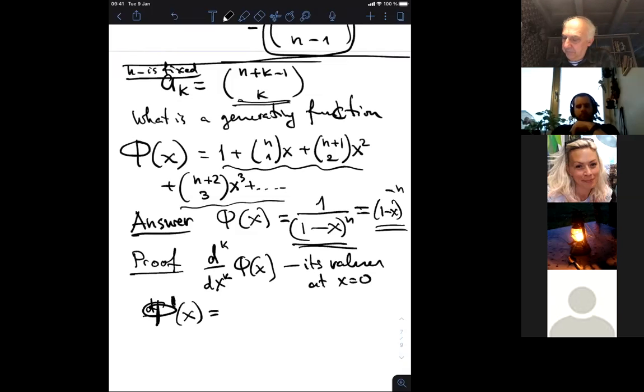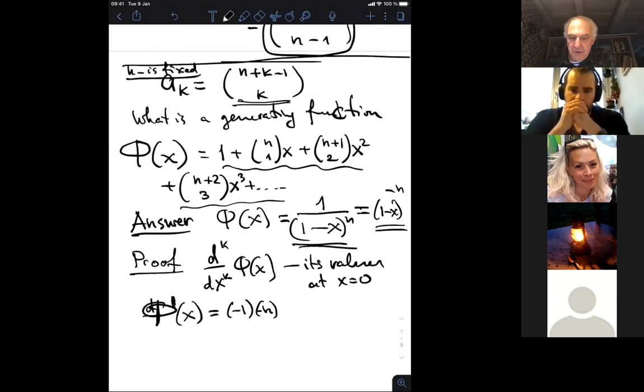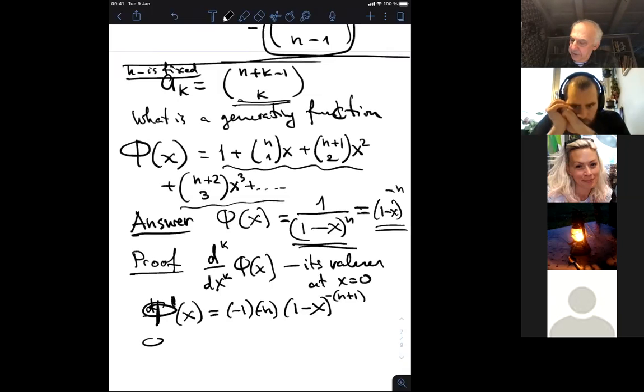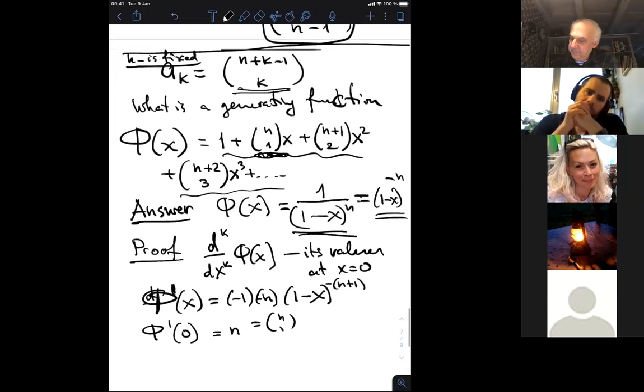Phi prime of x, if we want to differentiate this expression, we'll get n times 1 minus x power minus n plus 1. If we look at what happens when x vanishes, we'll get n. And n is exactly n over 1, which is this coefficient here. This is the first coefficient in our series. Also the value of our function at the origin is 1, of course.